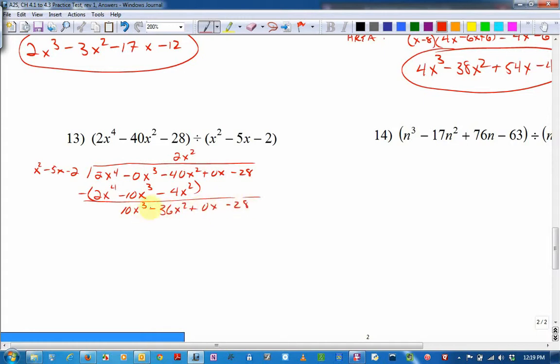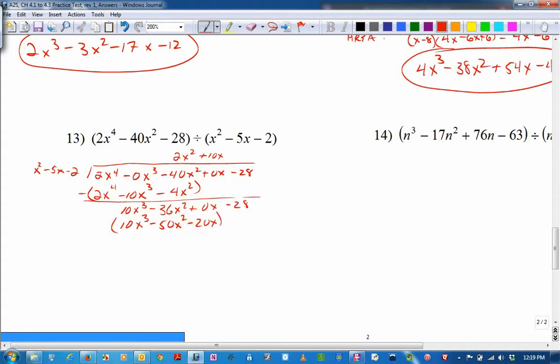Let's get rid of the x cubed. So I'm going to multiply this x squared times 10x. So that would be plus 10x. That would give me 10x cubed. Now 10x times a minus 5x is a minus 50x squared. 10x times a minus 2 is a minus 20x.